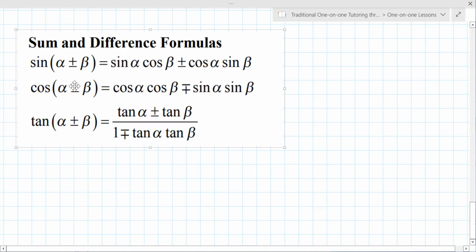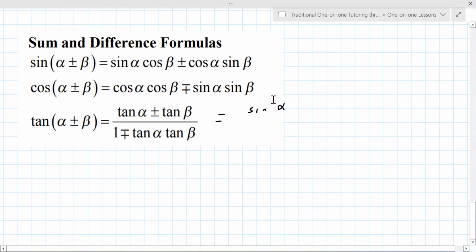Now for cosine, notice it flips. Plus becomes minus, minus becomes plus. By now you probably know whether your teacher is going to allow you to have a reference sheet or if you're going to have to memorize these. Do you know? Yeah, he said we're going to have a reference sheet. Perfect. So you should get it down however you want, but you've got to have this, and I'll snip it in every time we need it today. Okay. Tangent comes in a couple of different forms. This is the reduced form, but it's also equivalent to sine alpha.